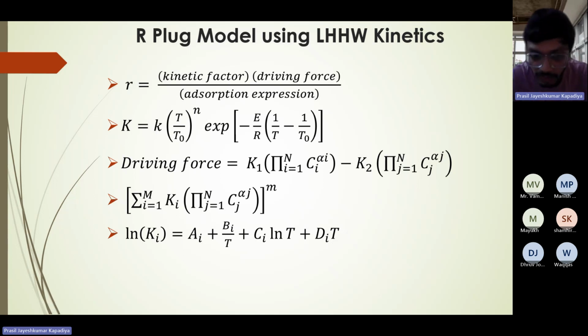In the last lecture, we solved one RPFR problem. In that case, we took the value of n equal to 0, so this term vanished, and we had k equal to small k exp(-E/R (1/T - 1/T0)). We can also consider some value of n. In this case, the driving force is given by K1 times some concentration dependency minus K2 times some concentration dependency, and the overall rate constant is given by Ai + Bi/T + Ci ln T + Di T. When we solve this problem, it will be more clear what this is trying to say.